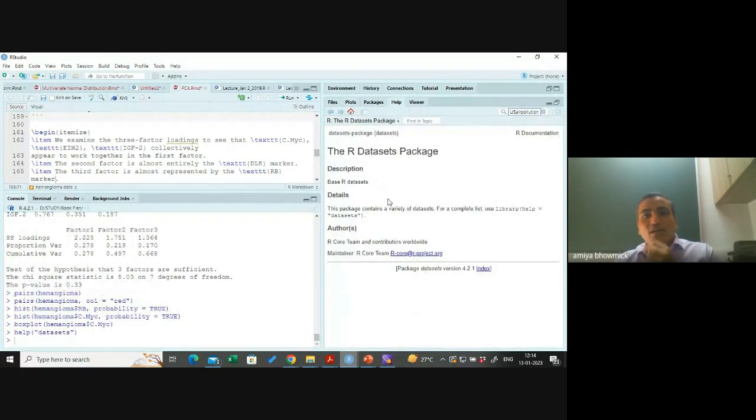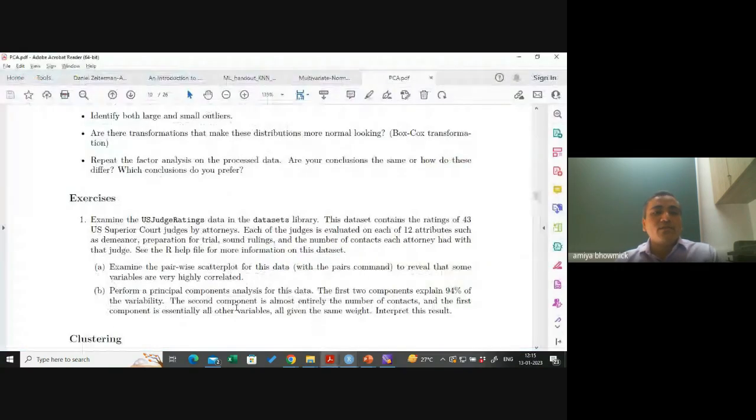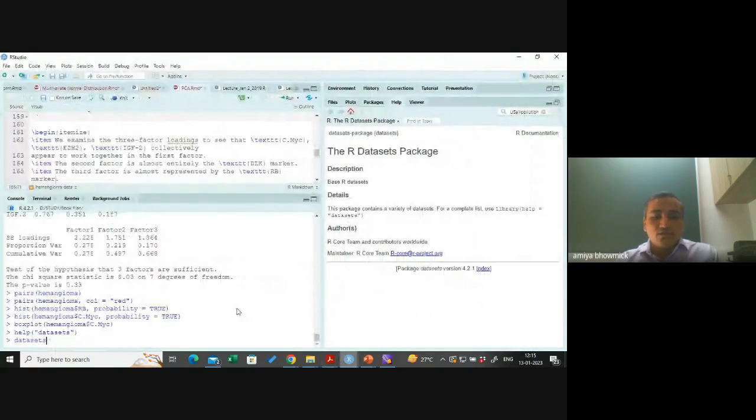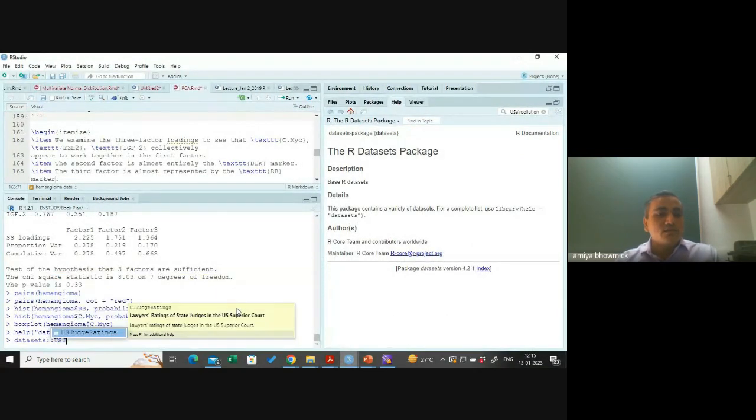The datasets package maintains a whole lot of datasets by default. If you write a double colon, you can see all the datasets available. The one we want is USJudgeRatings. If you write the package name, double colon, USJudgeRatings, this is the data you have got.